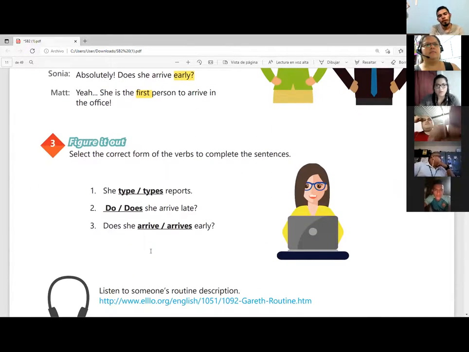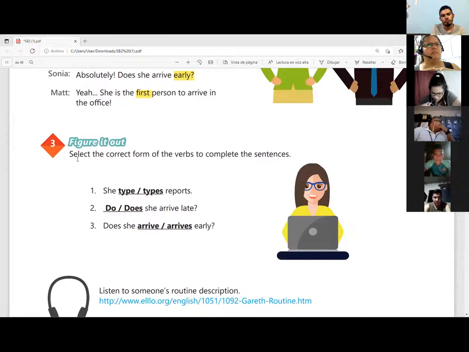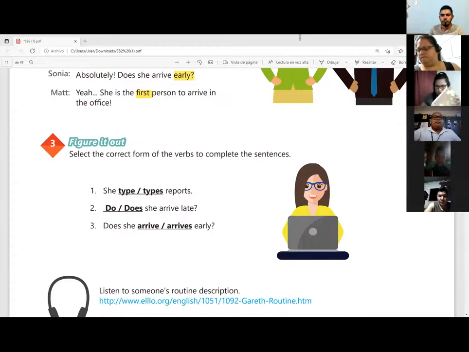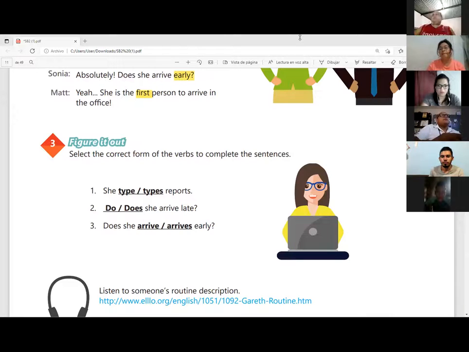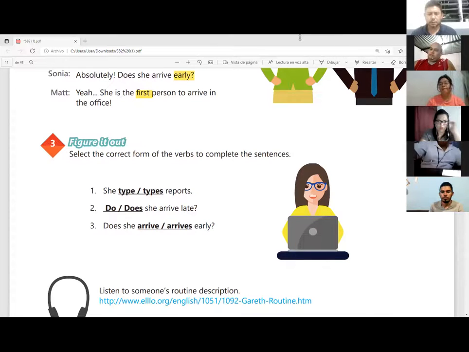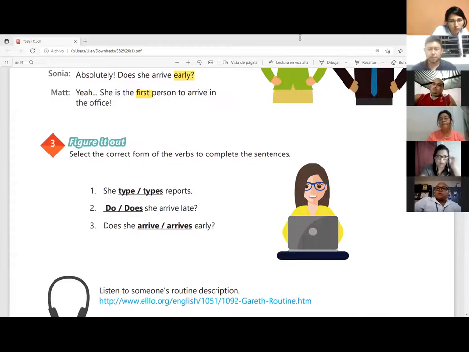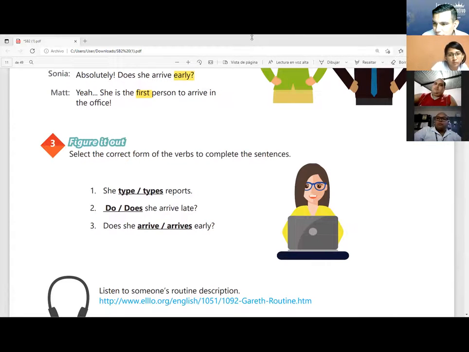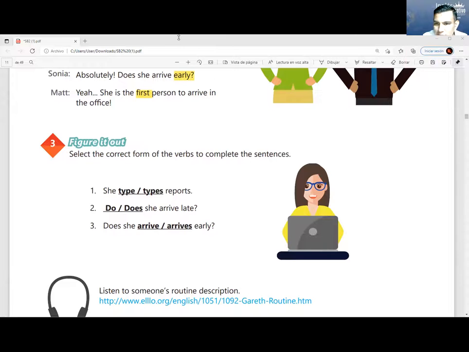Okay, now we have this: select the correct form of the verb to complete the sentence. Y tenemos tres ejercicios. Okay, she types, do or does, arrive or arrives. Okay, let's discuss with our classmate for a minute. I send the picture to the chat in case you don't have your manual. Envía la fotografía en caso no tenga el manual ahorita. Vamos a discuss these three exercises.